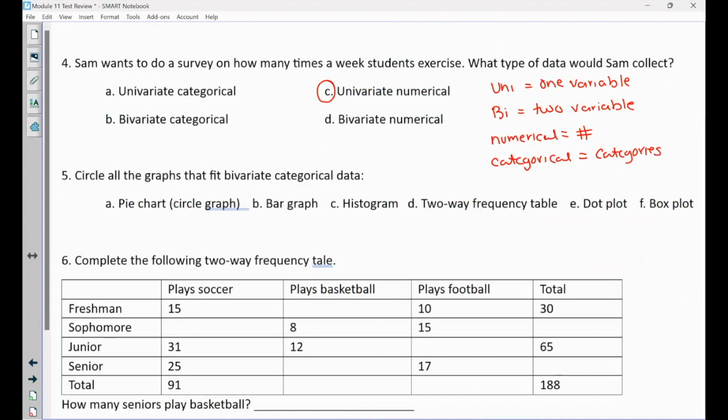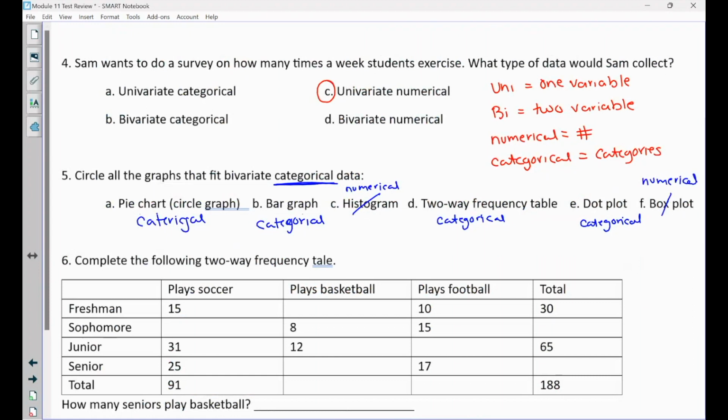Okay, circle the graph that fits bivariate categorical data. For bivariate categorical data, first make sure it's categorical. A pie chart would be categorical. Pie charts are always categorical. A bar graph is also categorical. A histogram is not categorical, that is numerical. A two-way frequency table is categorical. A dot plot could be either. And a box plot is numerical.